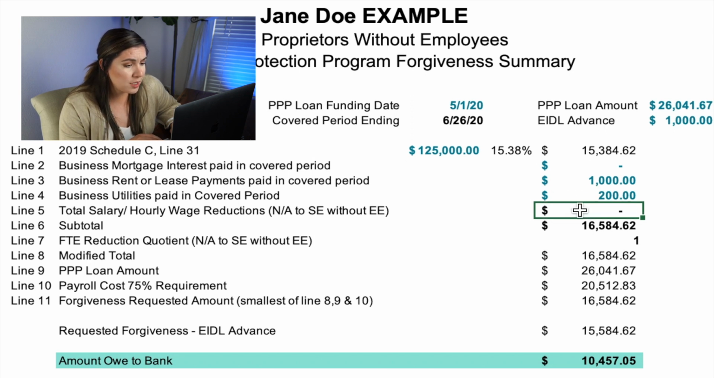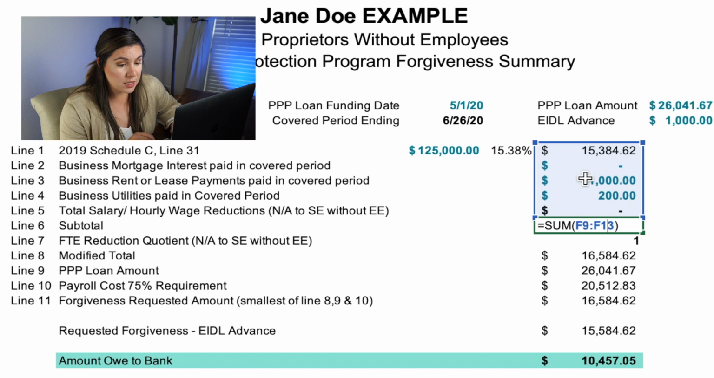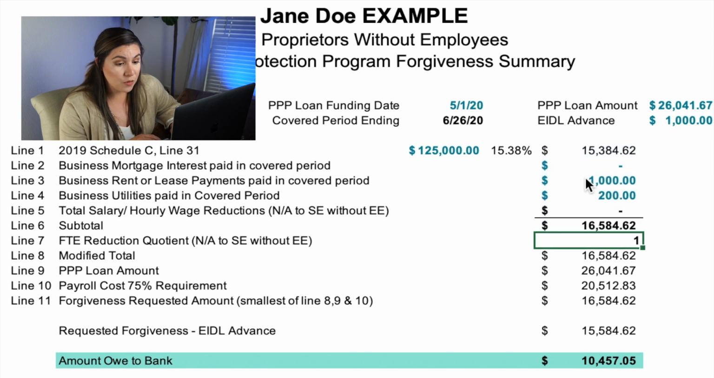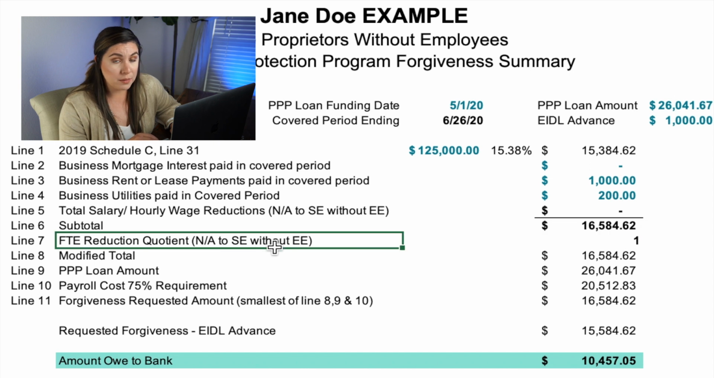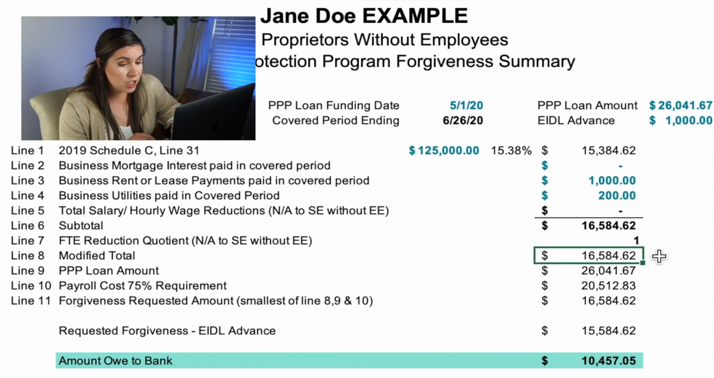So line 5, total salary, hourly reduction. That's not going to be applicable to self-employed individuals without employees. That's going to be 0. And then the Excel spreadsheet is actually summing up line 1 through 5 to give us a subtotal of $16,584.62. So line 7, FTE reduction. That's going to be non-applicable to self-employed individuals without employees. So I have a note there. So you're just going to put in 1. Your line 8 modified total, that's just multiplying line 6 and 7.